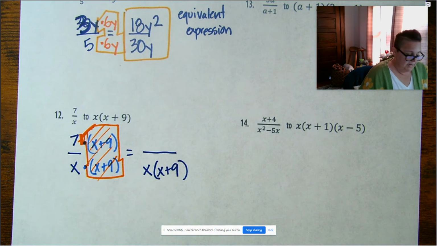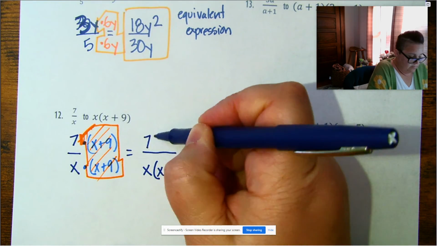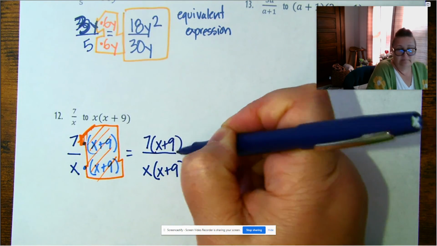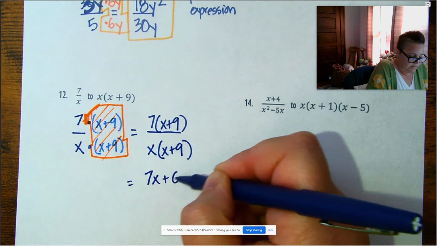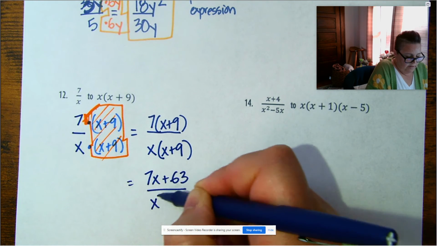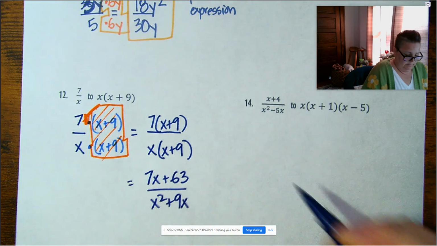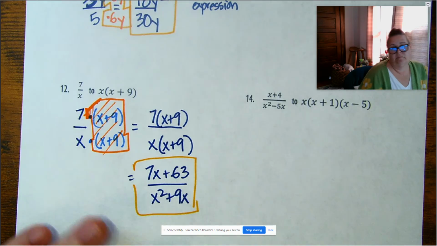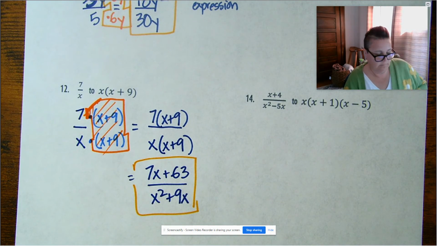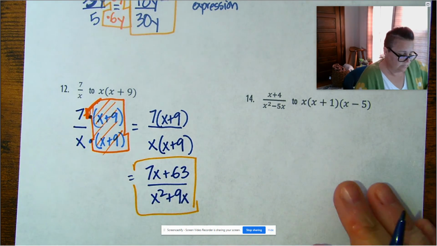So what do I need to have in the numerator there? 7 times x plus 9. So my equivalent expression would be 7x plus 63 over x squared plus 9x. Right? Let's try 2 more.